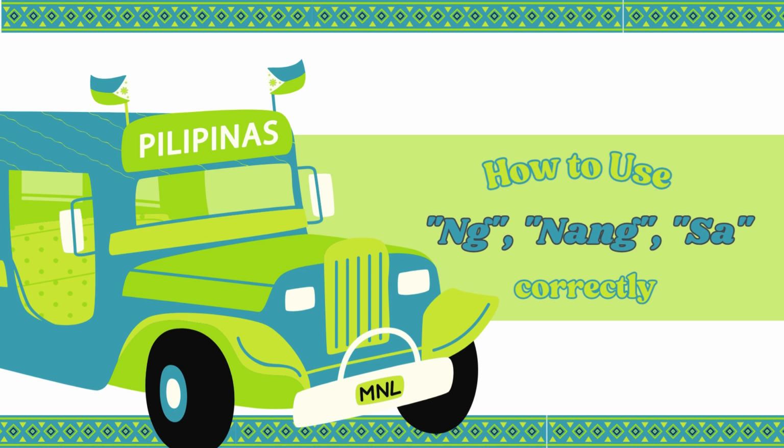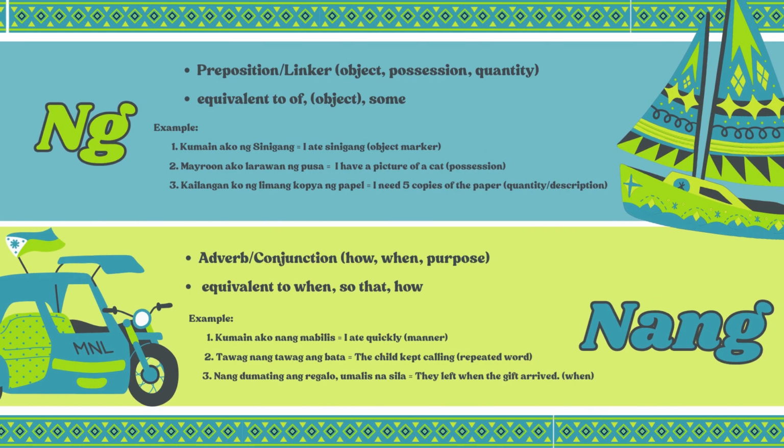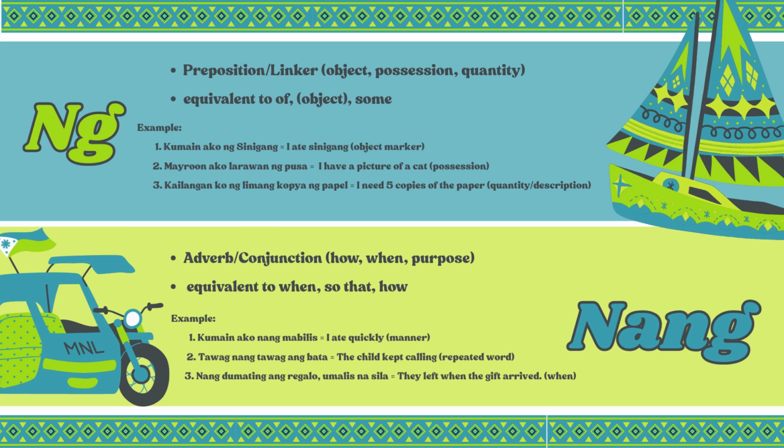How to use nang and sa correctly. Nang or ng is a preposition or a linker. It is equivalent to the English words of, the object in a sentence, and the word some.